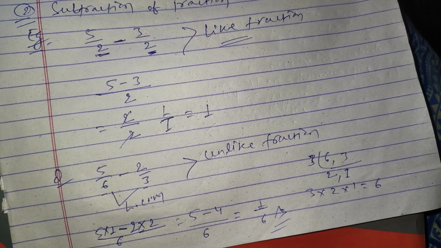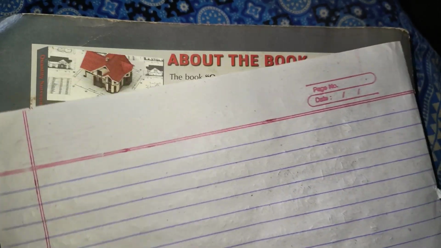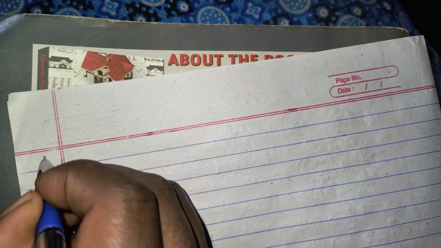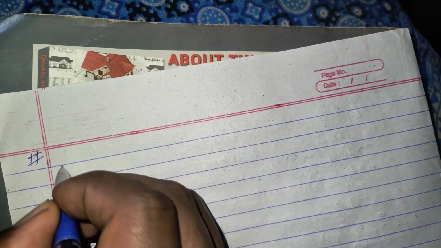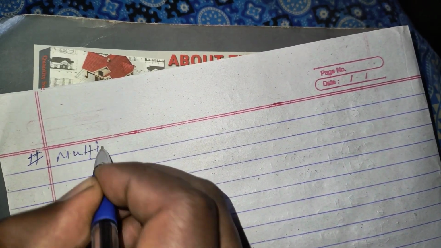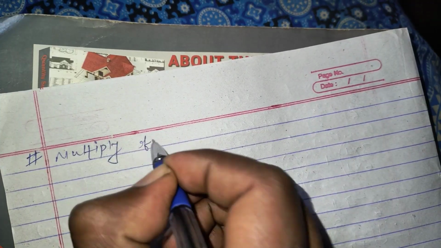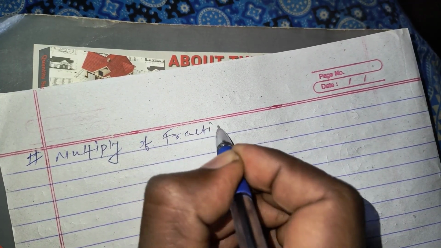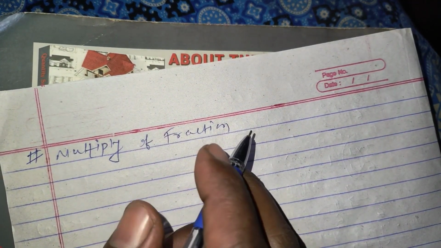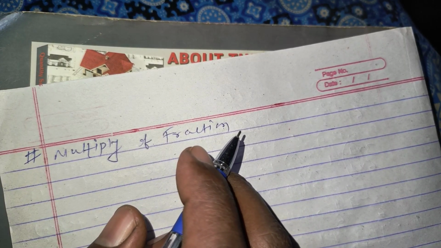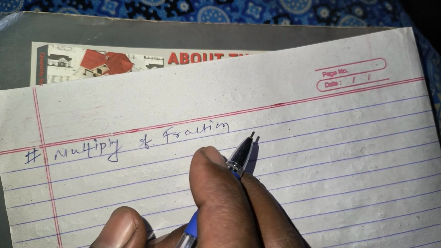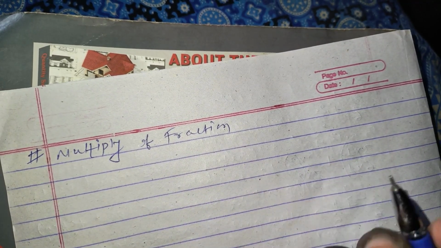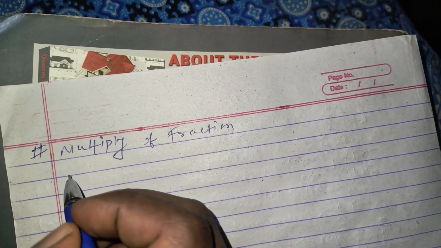Okay, now let's talk about multiplication of fractions. How to multiply fractions? This is so easy. Multiply numerator and denominator, that's it. Very simple.